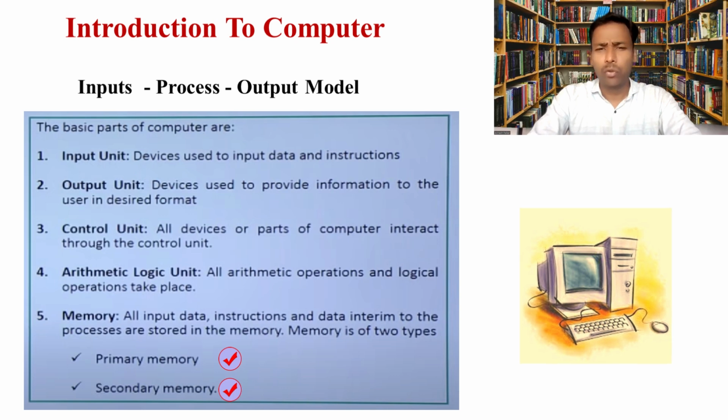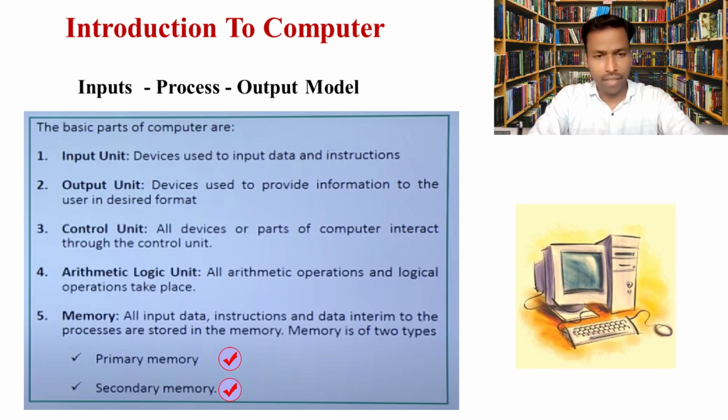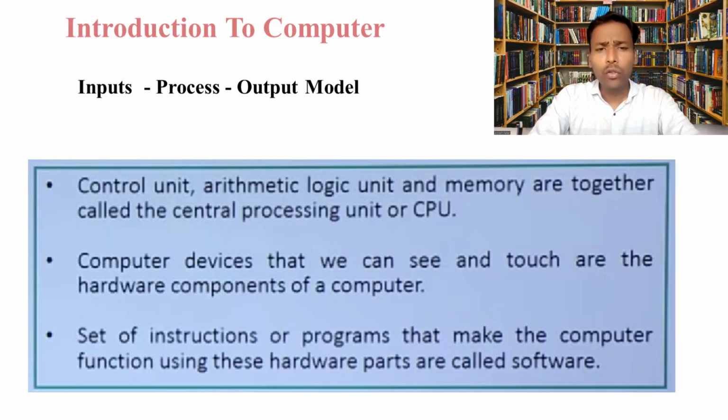The memory is of two types, primary memory and secondary memory. The input unit could be your keyboard or mouse. The output unit could be your printer or your monitor. These are some of the things that you should keep in mind about the computer. The control unit, the arithmetic logic unit, and the memory unit are together called the CPU, or central processing unit.